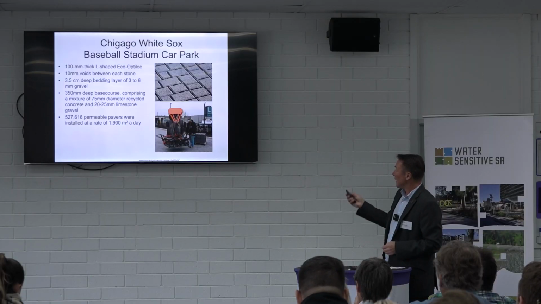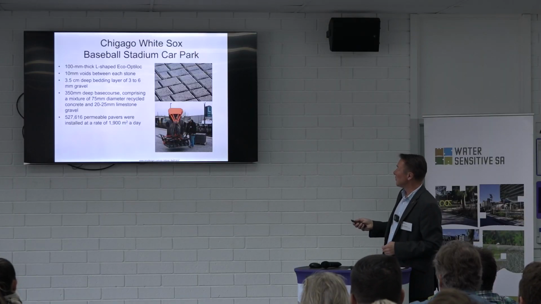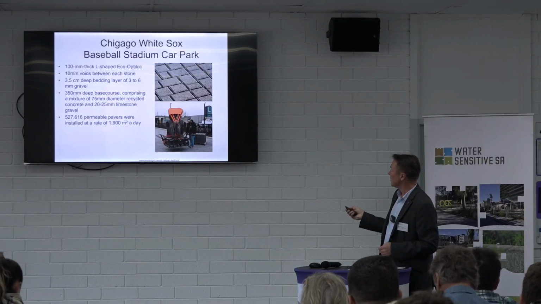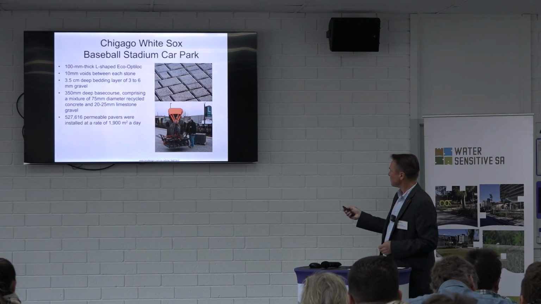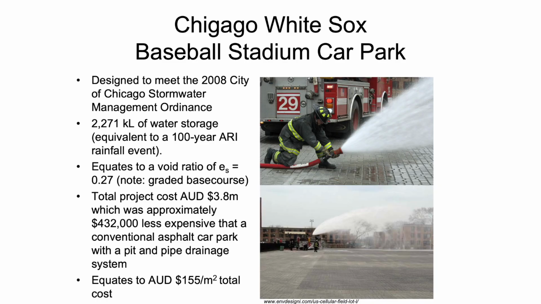But you can see the very large diameter stones that we wouldn't recommend in Australia. That's the type of situation when you'd need a geofabric, because your bedding material would migrate into those big voids between them. Okay, 500,000 permeable pavers we used, which is quite incredible for the time. And as I said, it was designed to meet the Stormwater Management Ordinance of the time, which is 2008, a 100-year ARI rainfall event, which you would never do today.